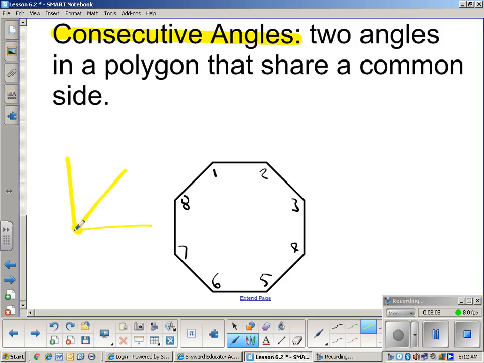Almost adjacent? Yeah. So I like to say something like they're next to each other. They're in order, the next one in the order as you go around the polygon, right? So as you go around the polygon, there are two angles that are next to each other, okay? Consecutive.